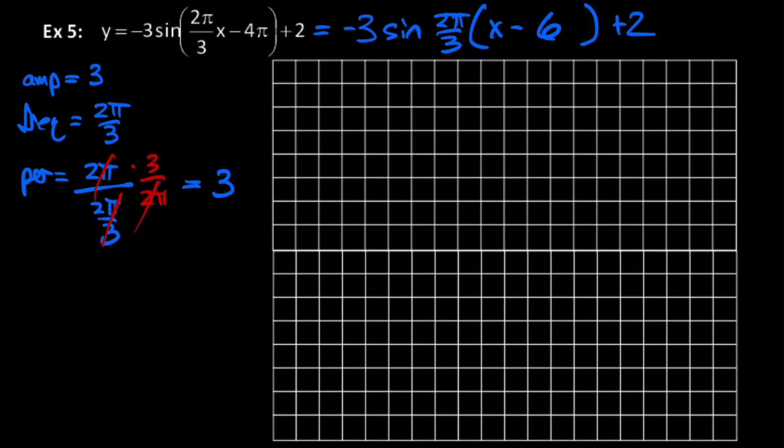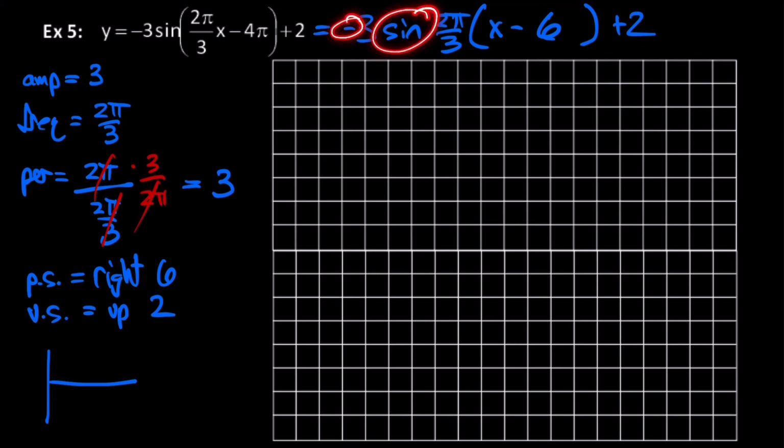All right, so what else we got going on here? Phase shift: right 6. And vertical shift: up 2. Quick thumbnail sketch. Notice, we haven't seen one of these in a little while, but it's a negative sine. Well, normal sine is hill, valley. Negative sine is valley, hill, because it's a reflection in the x-axis. And we said the period is 3. So one cycle of that is going to be 3.